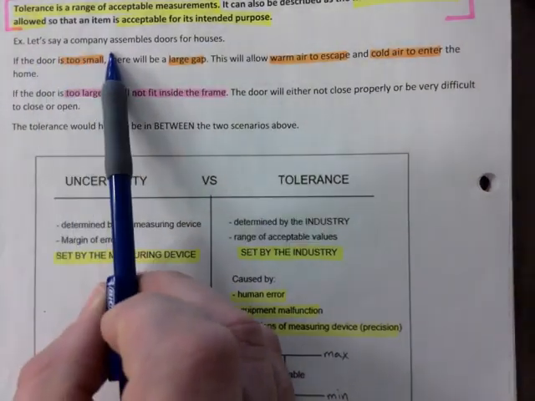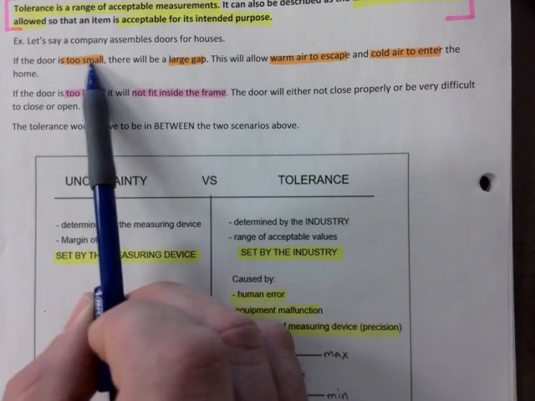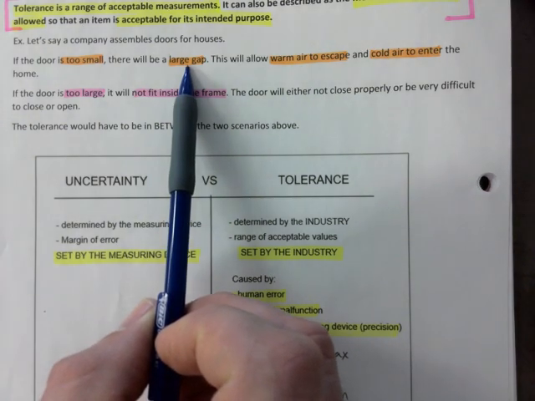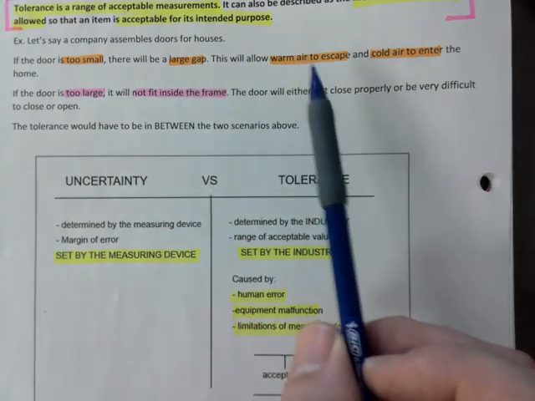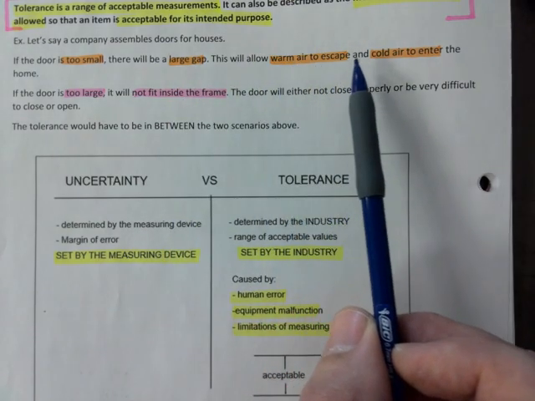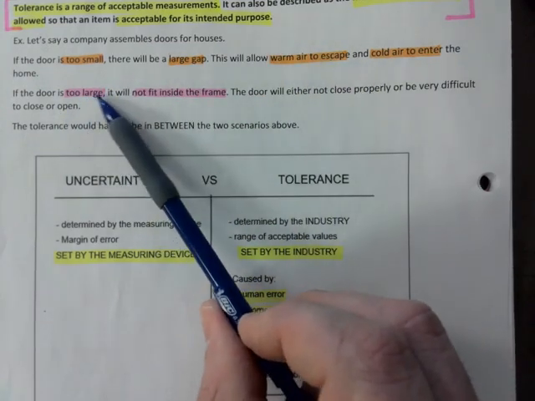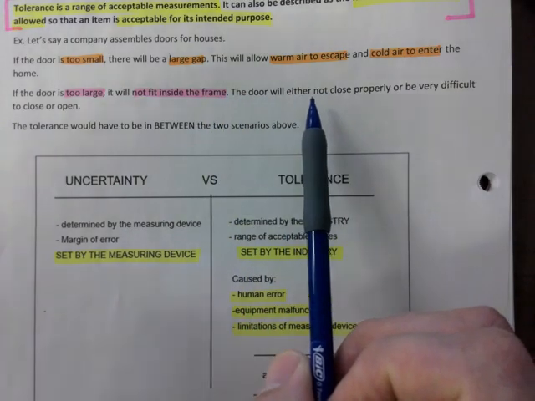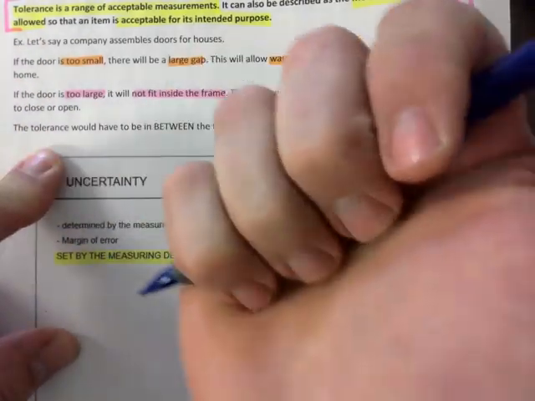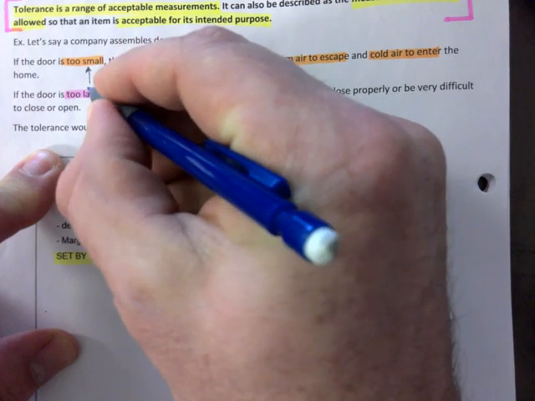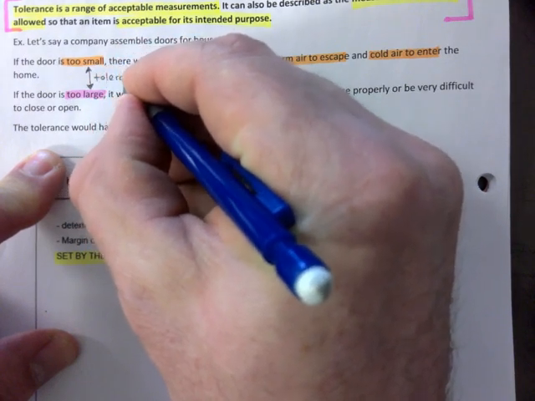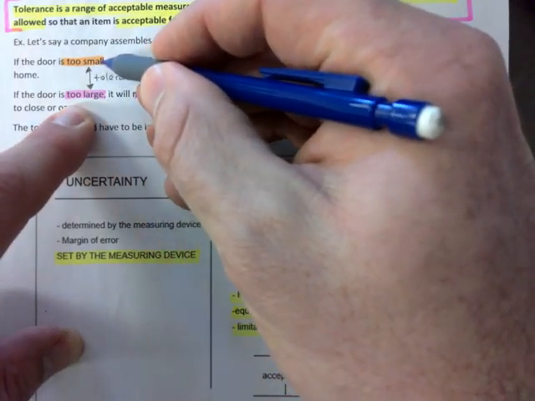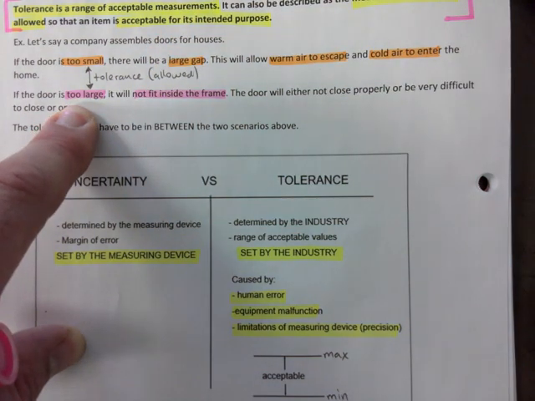I'm going to give you some examples here. If you assemble doors and it's too small, there's going to be a large gap. On a windy day like today, there's going to be drafts coming in. That's not cool. You're going to have bugs coming in. Or in this case, warm air can escape and cold can come in. So it's not good if it's too small. If it's too large, the door wouldn't fit. You would not be able to close that door. But there is a little bit of tolerance. Basically, the difference between it being too small and too large is what we would say is allowed. So there is a bit of leeway, but it can't be too small and it can't be too large, but just right.